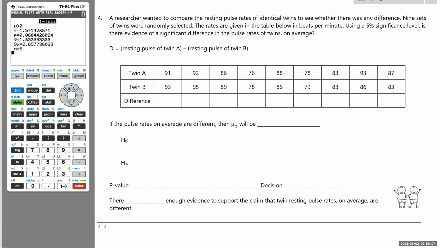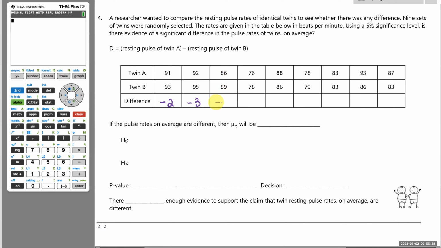All right, so I know we've been putting things in L1 and L2, and then our differences in L3, but I just want to point out here that we could skip that part and just do the differences ourselves, especially because these are whole numbers. It's just really easy for me to do it here quickly on my own. 91 minus 93 is -2. 92 minus 95 is -3. So we're just subtracting the twin A pulse rate minus twin B pulse rate, and -2 there.